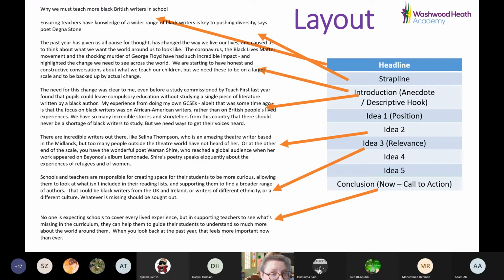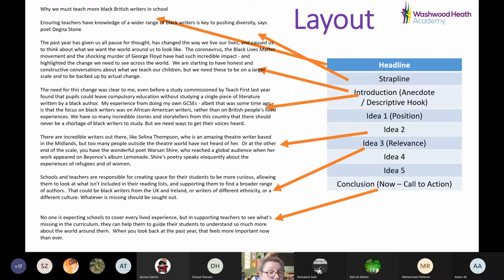The need for change was clear to me even before a study commissioned by Teach First last year found that pupils could leave compulsory education without studying a single piece of literature written by a Black author. So that's a really clear topic sentence. I could just read the topic sentence and understand what's going to happen, but you'll notice that that topic sentence is then supported by really thorough supporting ideas.